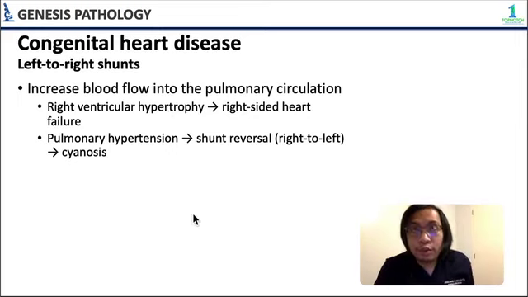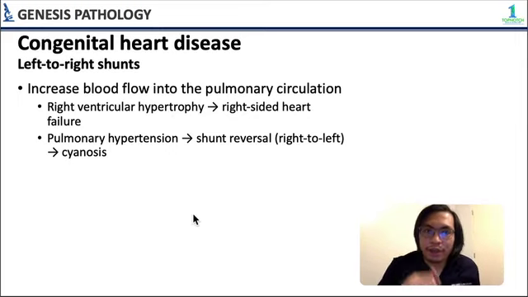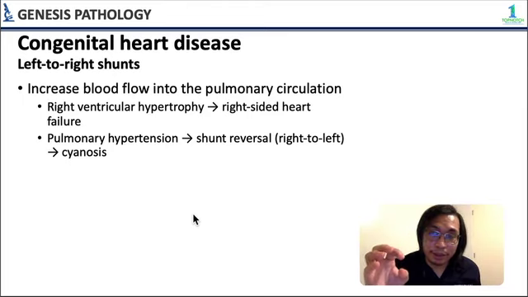Now, pulmonary hypertension. So, you have increased pressures sa pulmonary circulation mo. So, syempre, babaliktad din, no? Mataas ang pressure sa pulmonary circulation mo, tataas, babaliktad. Tataas ang pressure sa pulmonary arteries, tataas ang pressure sa right ventricle, tataas ang pressure sa right atrium.